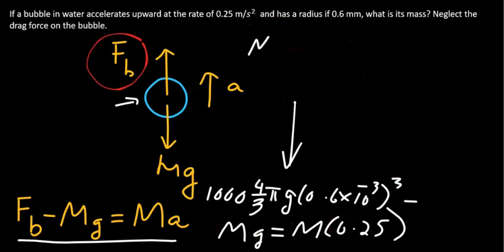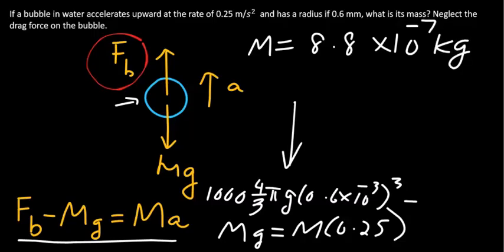Solving for m, you get 8.8 times 10 to the power minus 7 kg. So that is the answer for the mass of the bubble. And that solves the problem.